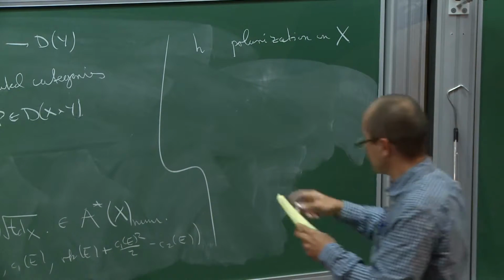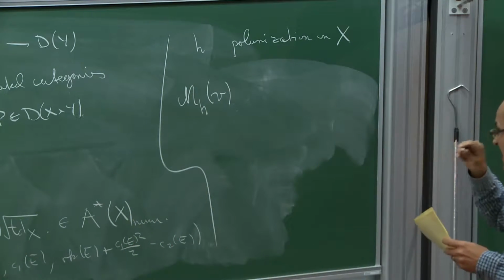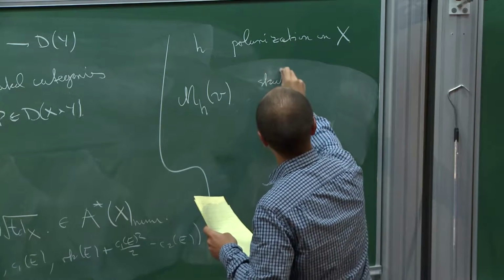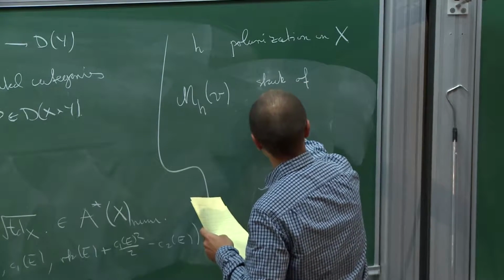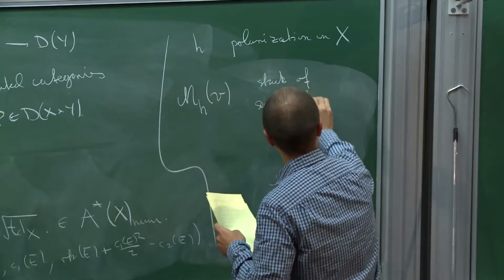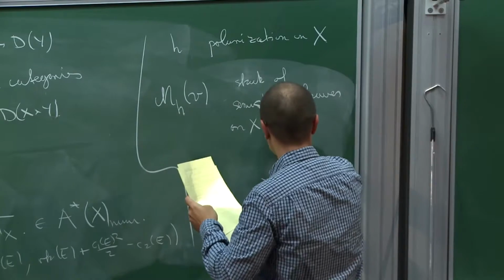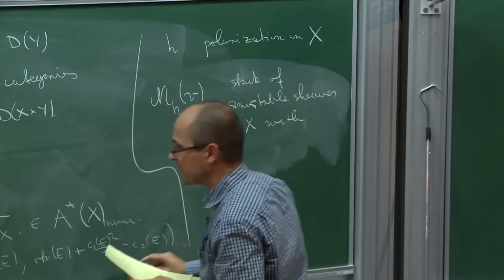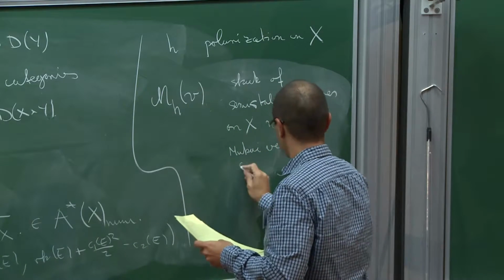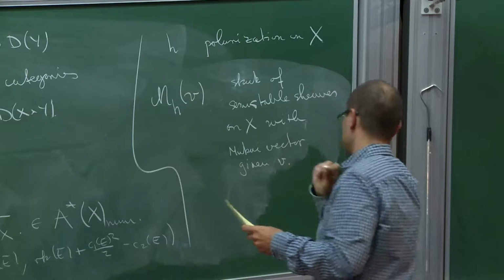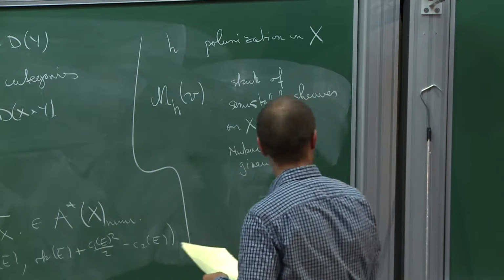And then you can consider the stack of Gieseker semi-stable sheaves on X with Mukai vector, this vector, given. Okay, so you fix your nu, and then you make these moduli spaces.